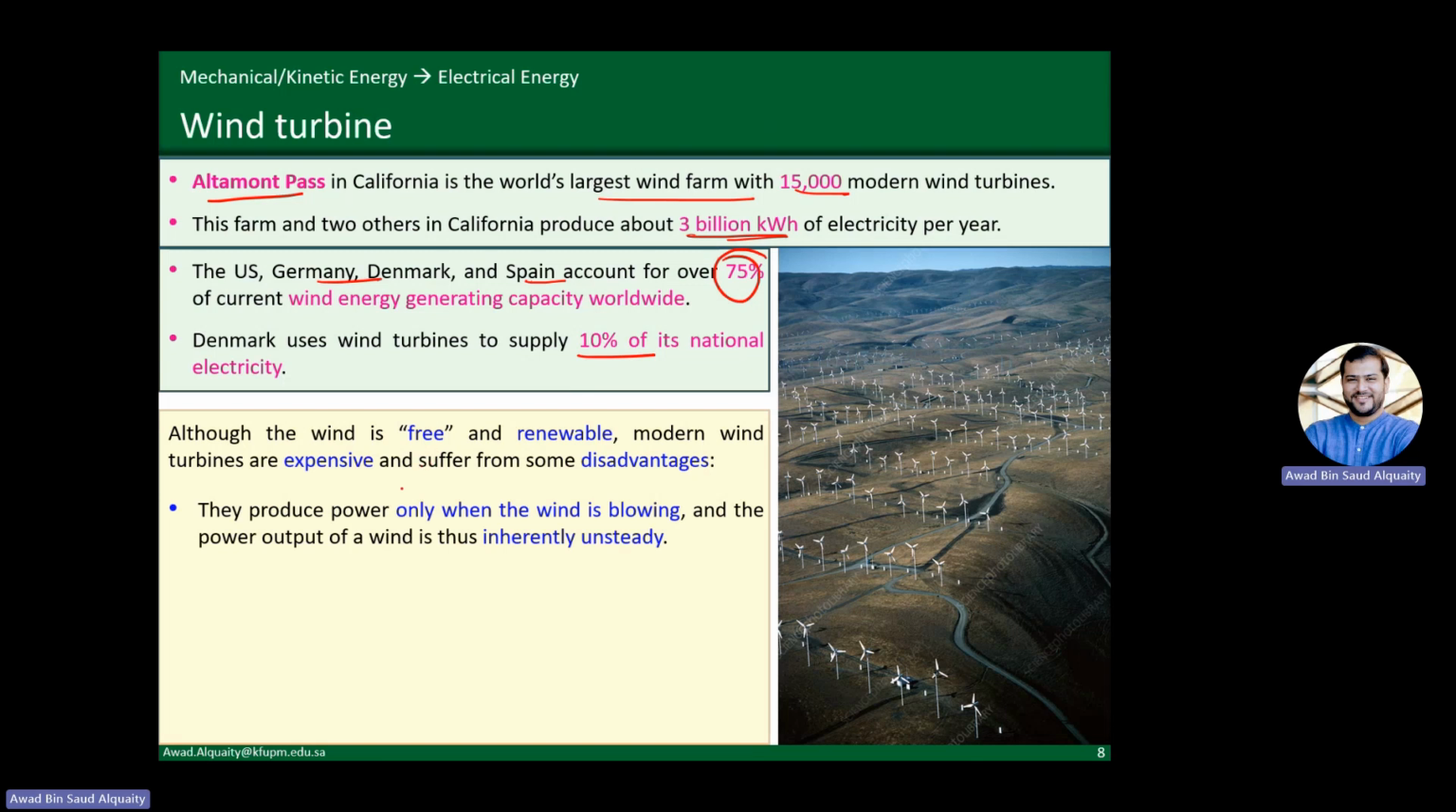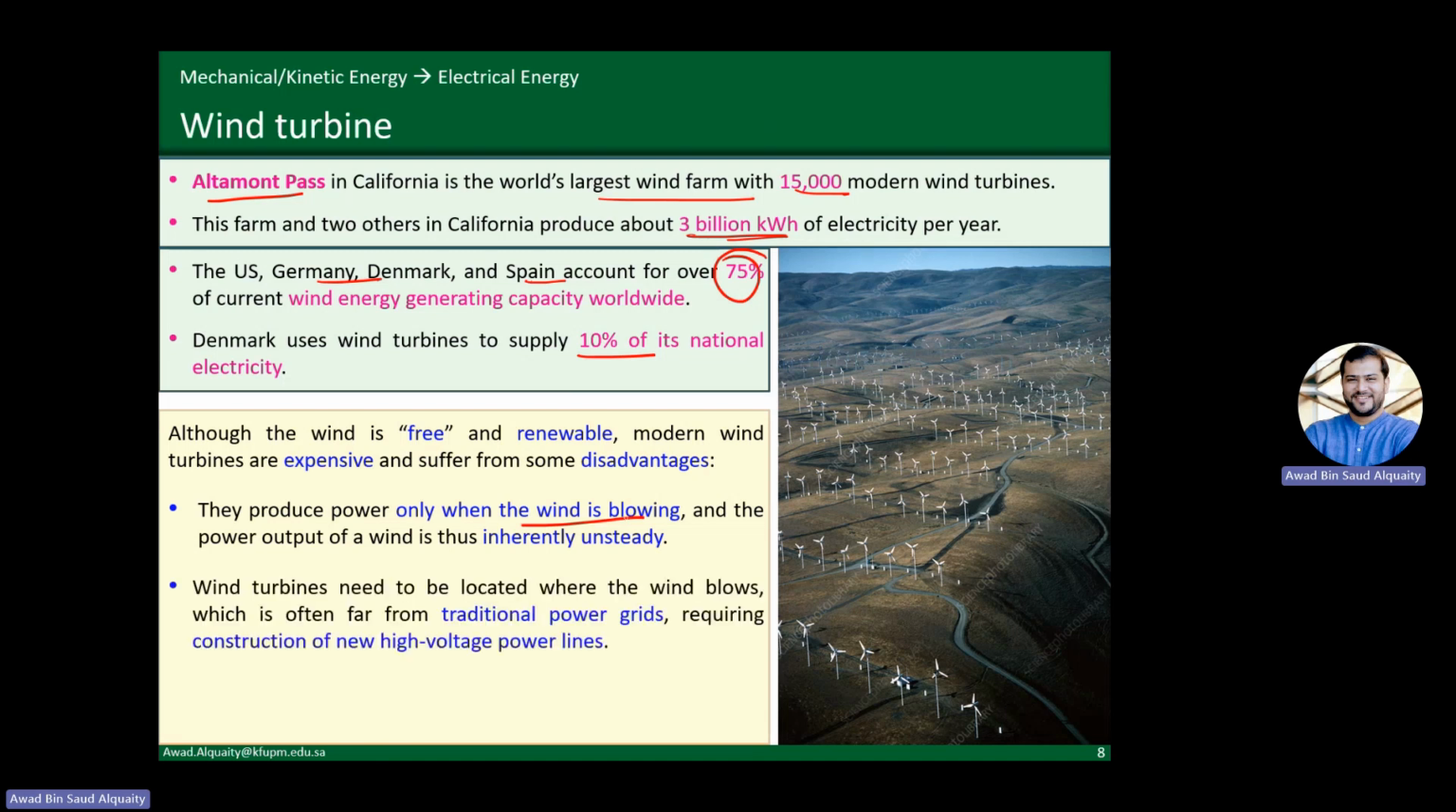Now, of course, we had this problem of intermittence, which is the same with solar PV as well. You have electricity only when the wind is blowing, of course, and so the power output is unsteady, it's intermittent. And the other problem with wind turbines is that they need to be located where the wind blows, right? Which is usually far off, in the middle of nowhere. So it's far off from usual power grids because you don't have a choice, right? You have to put up a wind turbine where it makes sense to put up a wind turbine. And this requires additional construction of high voltage power lines or grids to take care of it.